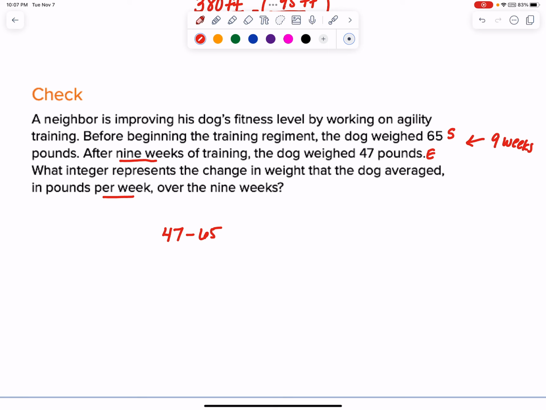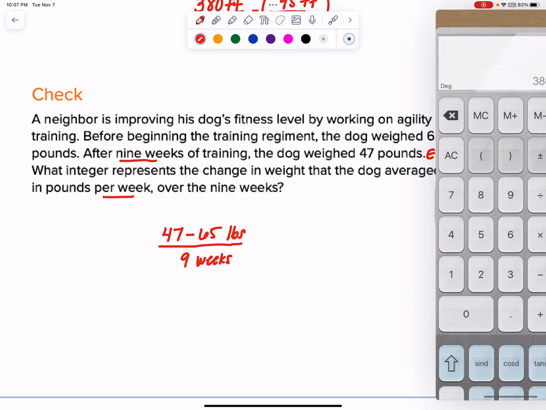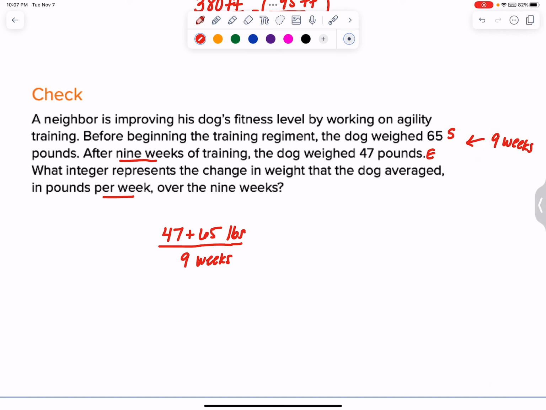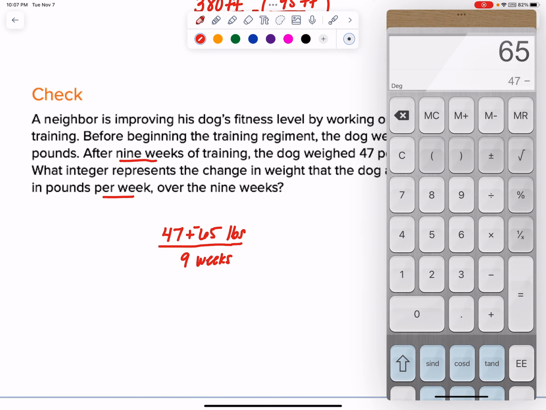And so we have 47 minus 65, and that's over 9 weeks. Okay, and this is pounds. So let's go ahead and just solve that first. Okay, so we have 47 minus 65, or think of it as KFC, adding the opposite. So different sign, subtract 65 minus 47, but the answer is going to be negative.